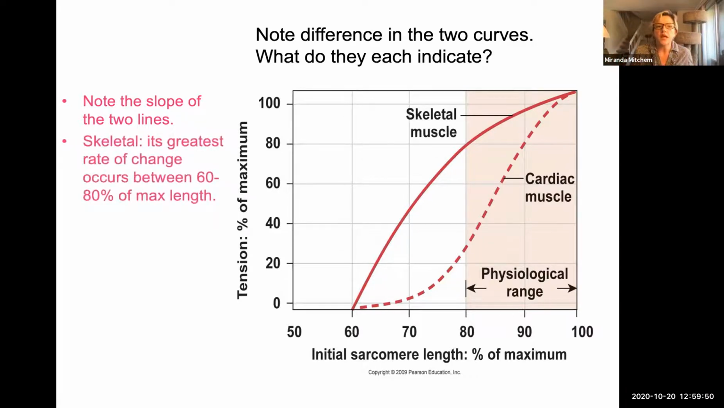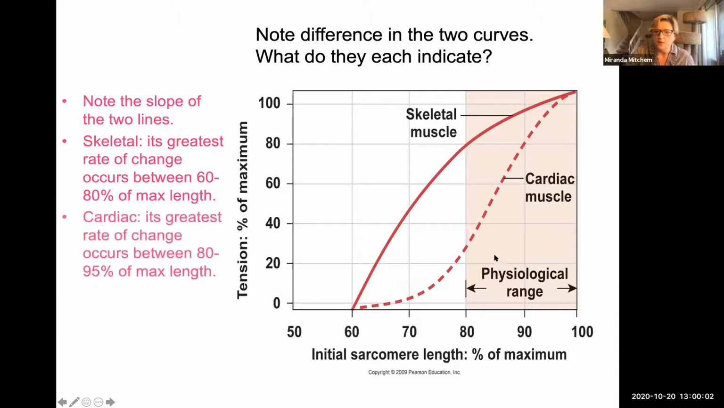With our skeletal muscle, its greatest change occurs between 60 to 80% of its maximum length. Not true for cardiac muscle. For cardiac muscle, its greatest rate of change is occurring between 80 to about 95% of its maximum length within that physiological range.